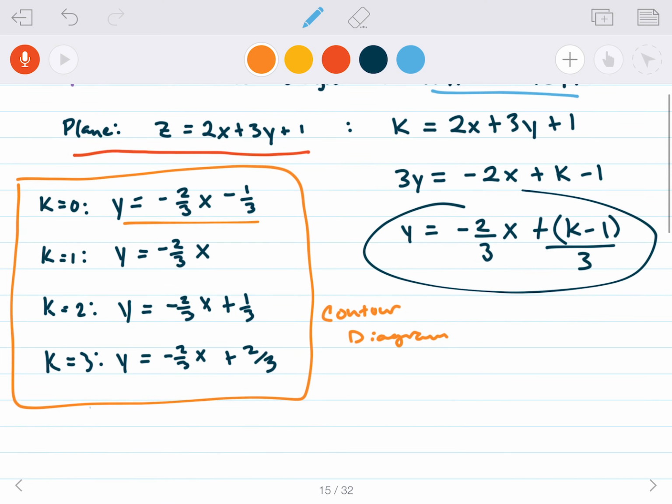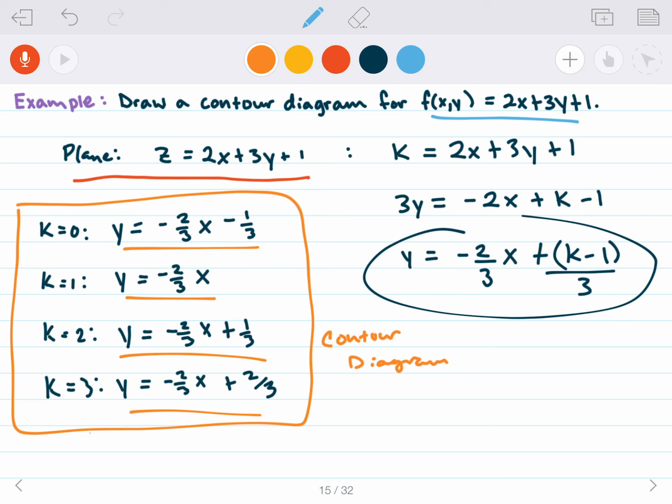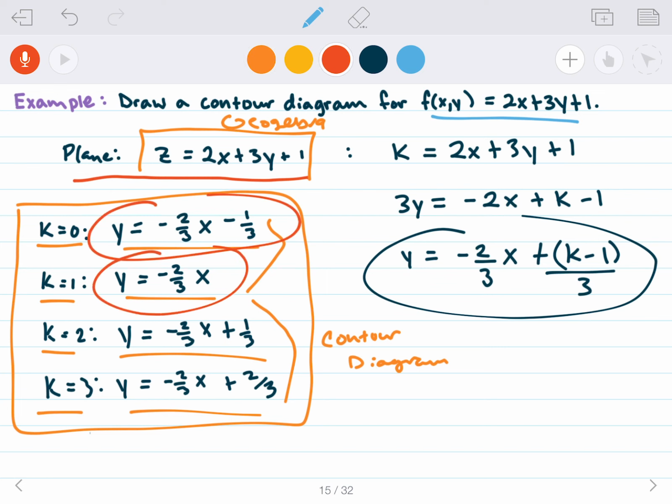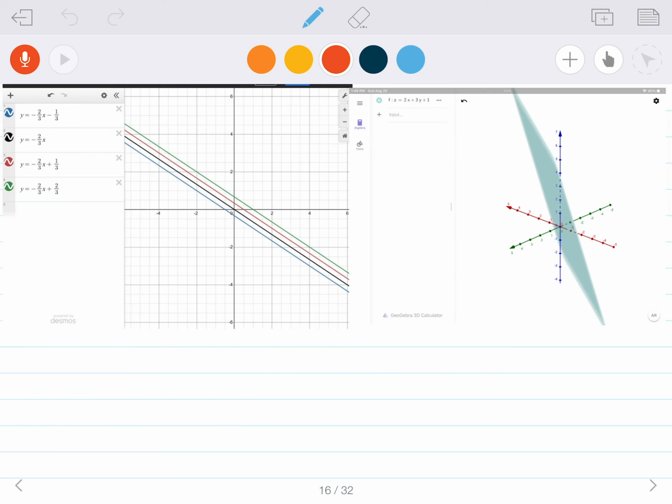And you guys can plot each of these in Desmos to see what it looks like, and then go ahead and plug this into GeoGebra, and then you can see that the intersections of the planes z equals 0, z equals 1, z equals 2, z equals 3 are going to correspond with each of these contour lines here. All right, so those are our contour lines. And the diagram you can draw by just putting each of these lines into Desmos, such as we have here.